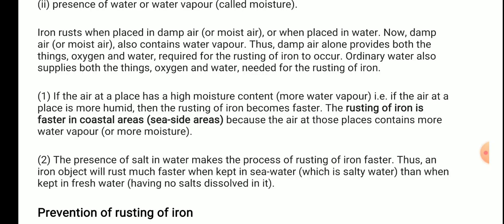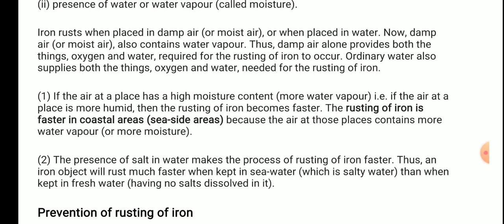So that's why it is said the rusting of iron is faster in coastal areas, because the air at those places contains more water vapor. Second, the presence of salt in water makes the process of rusting faster. So the iron object will rust faster when kept in sea water instead of fresh water.